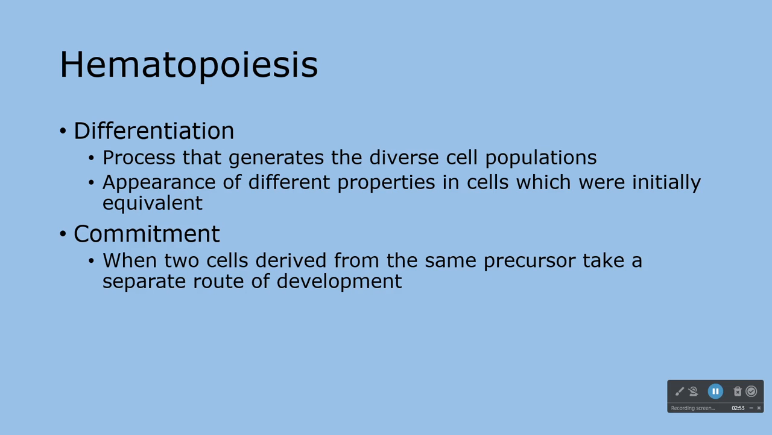Okay? So commitment, all right? So what's going to happen, and I'm just going to go ahead and throw this in here. There's another cell right here, the next step. It's called an MPP, okay? Multi-potential progenitor, multi-potential precursor, whichever way you want to say it. I don't really care, okay? Because it's the same thing, all right?